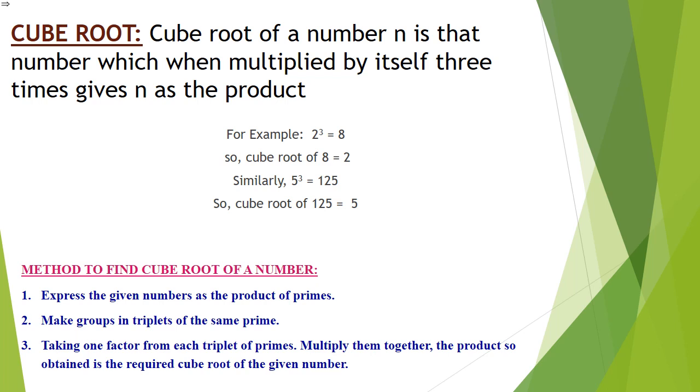Now, what are the methods to find cube root of a number? Number 1, express the given number as the product of primes. After that, make groups in triplets of the same prime. And the last one is, after you make the primes into triplets, take out one factor from each triplet of primes and multiply them together. The product so obtained is the required cube root of the given number.